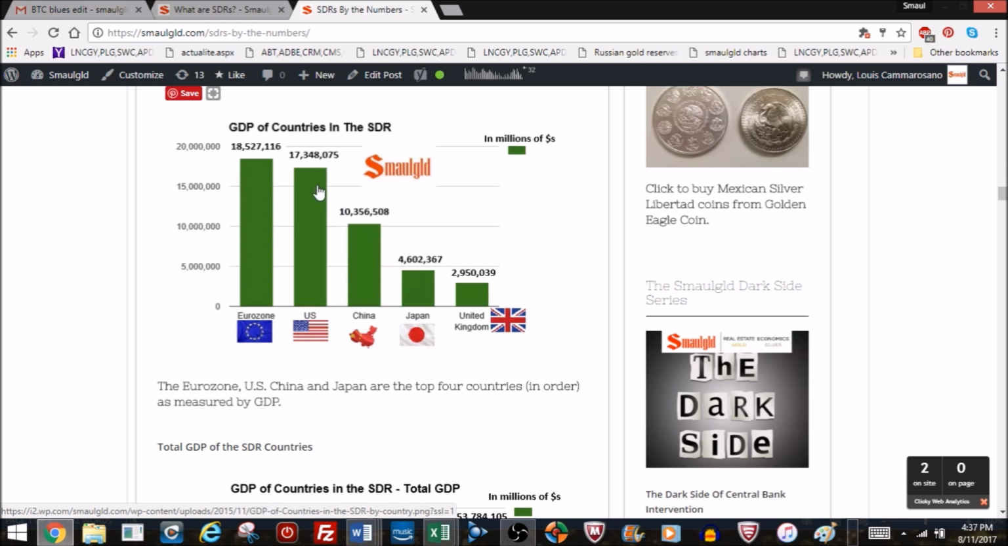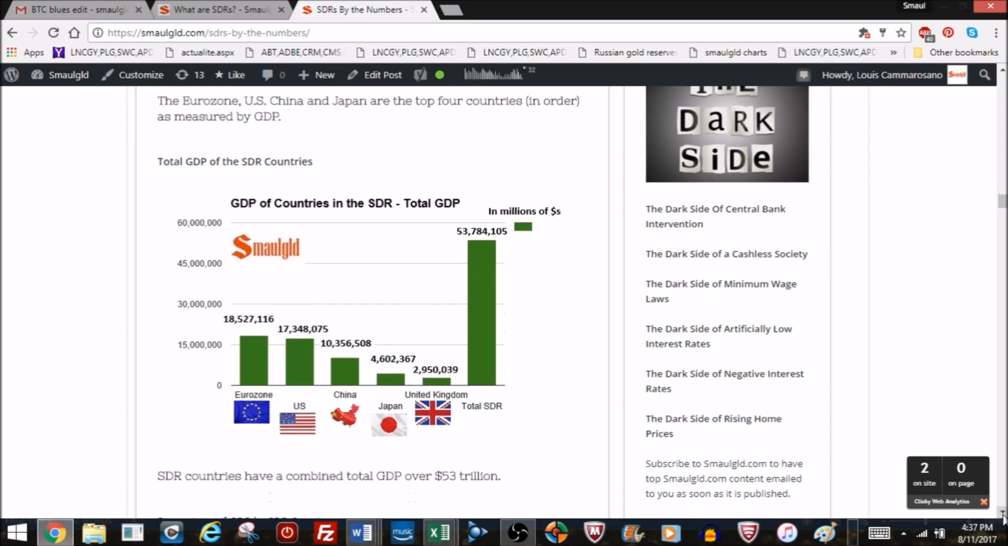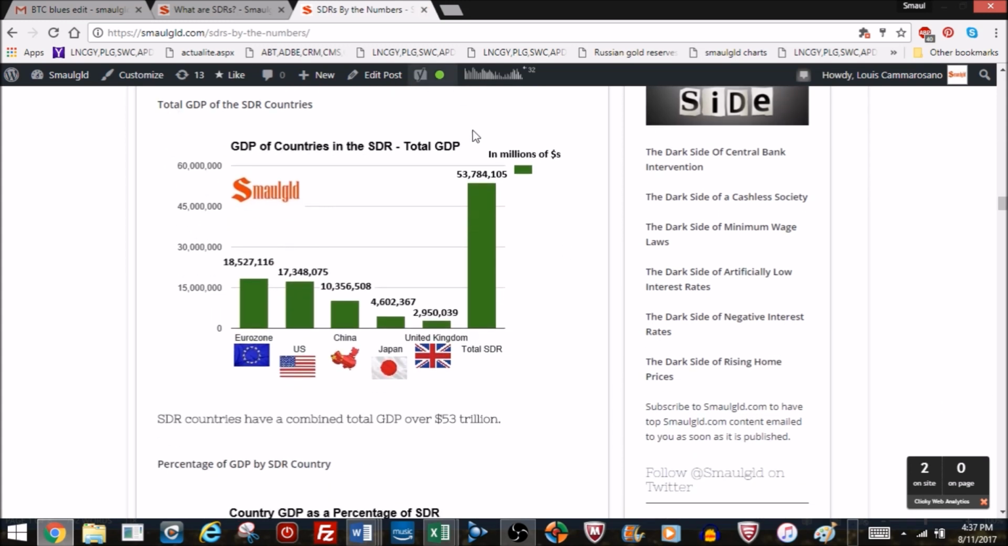China, again, these numbers are a year or two old, but China's probably moved up a bit. Japan, UK, down here at 2.9 trillion. And here are the total SDRs, 53 trillion worth of GDP. Again, you've got the biggest countries in there, or biggest blocks. You've got Europe, US, China, Japan.